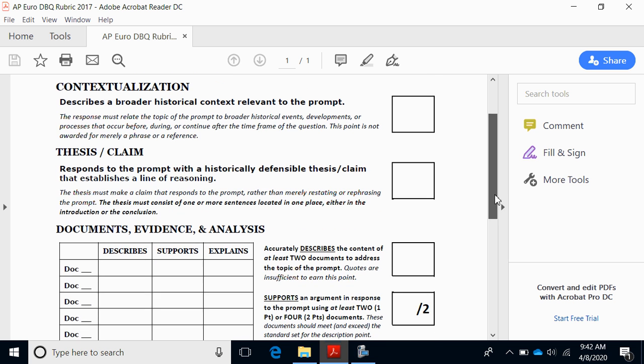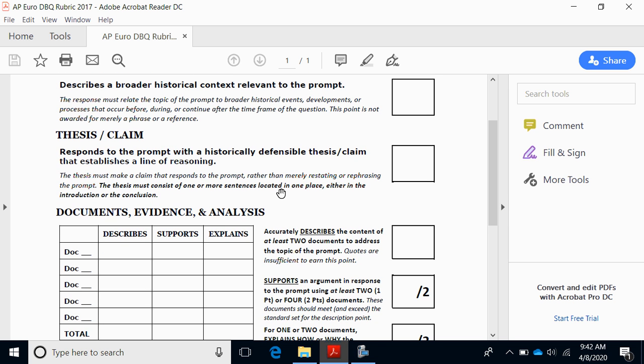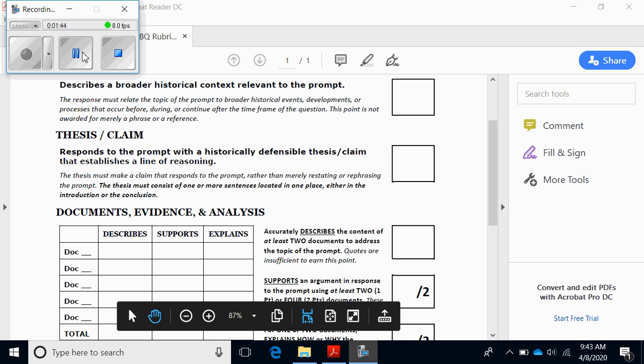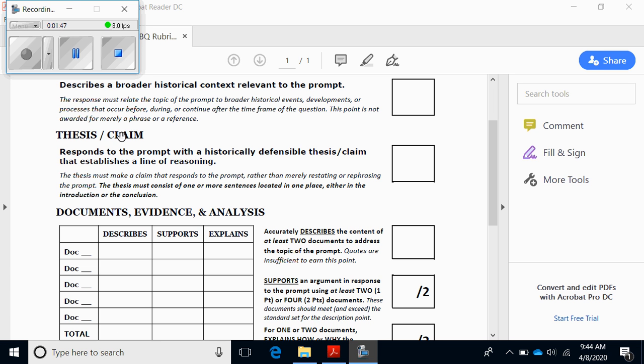Now, for the thesis, you've got to make an argument related to the prompt. As you see, the thesis must consist of one or more sentences located in one place, either in the introduction or the conclusion. So you got to make the argument and you've got to make it specific. Even if you're re-mentioning the specificity within the body of your paper, it's okay to write it twice. You always get so afraid to write it twice and get the thesis point. So the thesis is easy to get, guys. We'll be practicing it, so it's worth 1 point. So there's your 2 points right here.